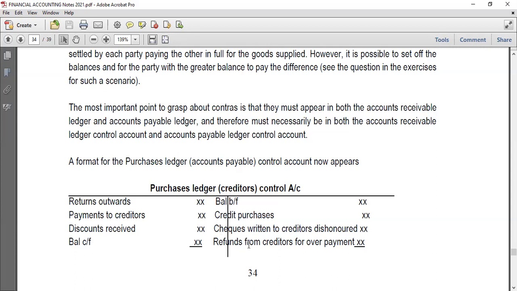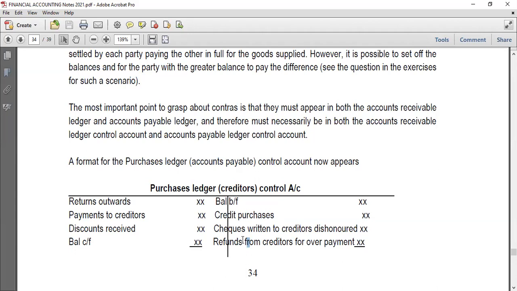The other is refunds from creditors for overpayment. Similar to the sales ledger control account, where we had refunds back to the debtors for overpayment, in that case we have to debit our debtors account, because when we were paying, we actually credited. Now, when it comes to creditors, every time you pay your creditors, you debit your creditors account, because when you pay them, it reduces how much you should pay them, the net balance.